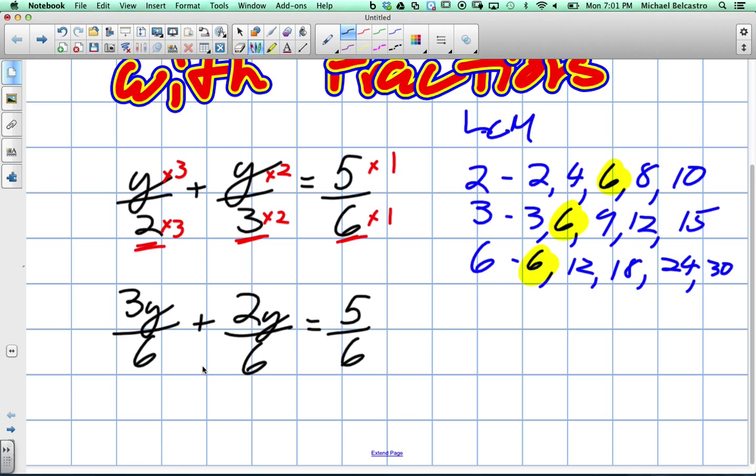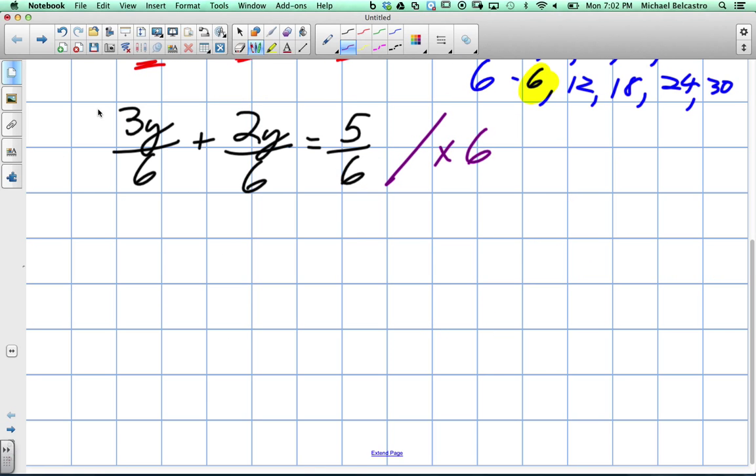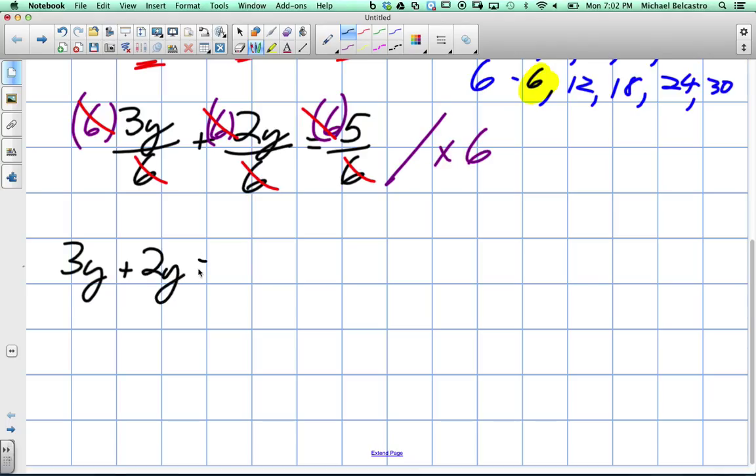We could still work with fractions, or we could do this. I can decide that I'm going to multiply everything in this by 6, every single one of these terms. And the reason I'm going to do that is it's going to eliminate the fraction. So I'm going to show you what I mean by that. If I multiply this by 6, this by 6, and this by 6, these all cancel out. So I've eliminated the fraction. So I would jump directly to 3y plus 2y equals 5.